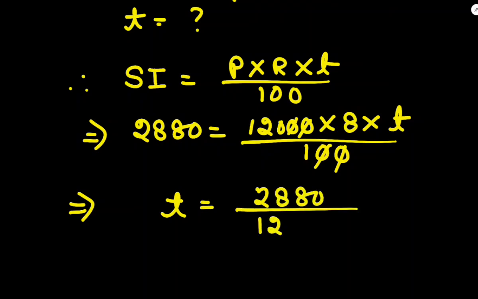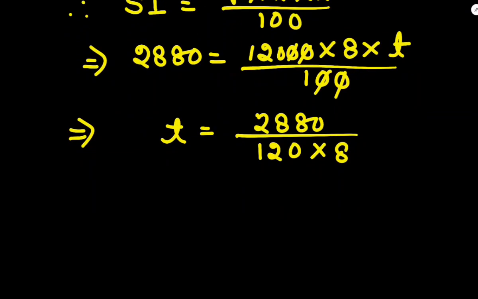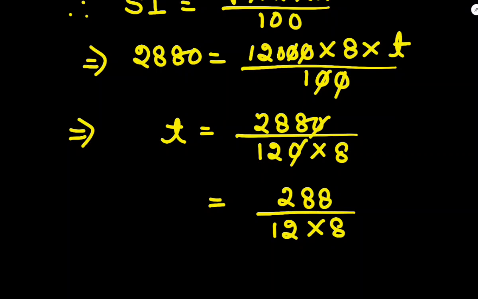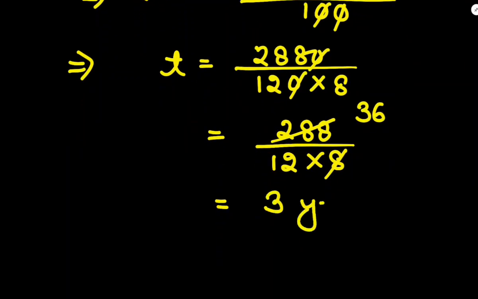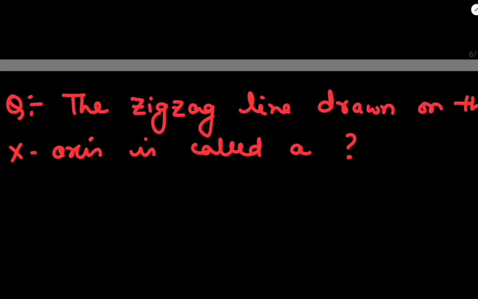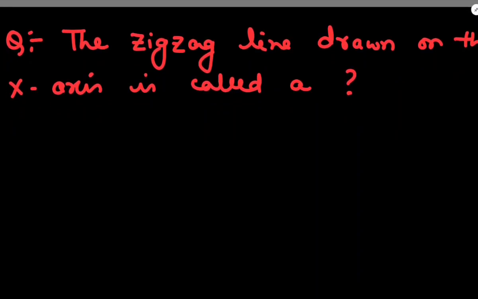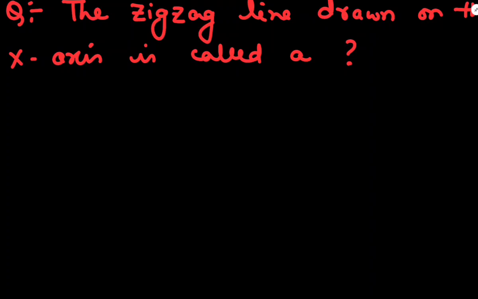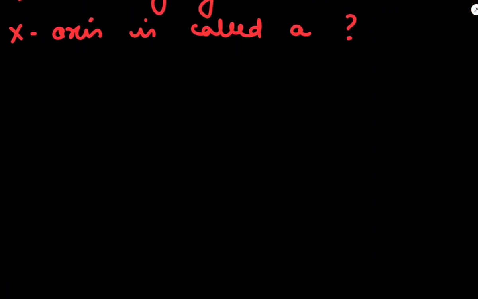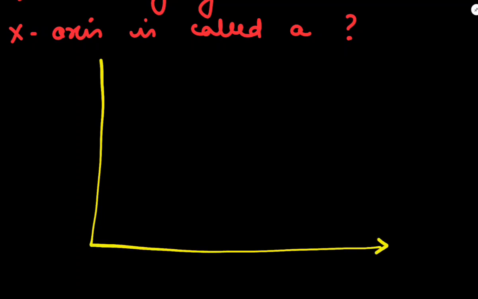2880 by 120 into 8. Now further I can cancel this 0, so 288 by 12 into 8. So now we have this 8, I'm going to cancel the entire 288. 8 3s are 24, 4 left 48, 6, and then 36 by 12. If you do, you will get the answer, which is 3 years. Right? Very simple. This is done. Now next question, the zigzag line drawn on the x-axis is called a. So when we make a frequency polygon or histogram graphs, we take a y-axis and an x-axis obviously.